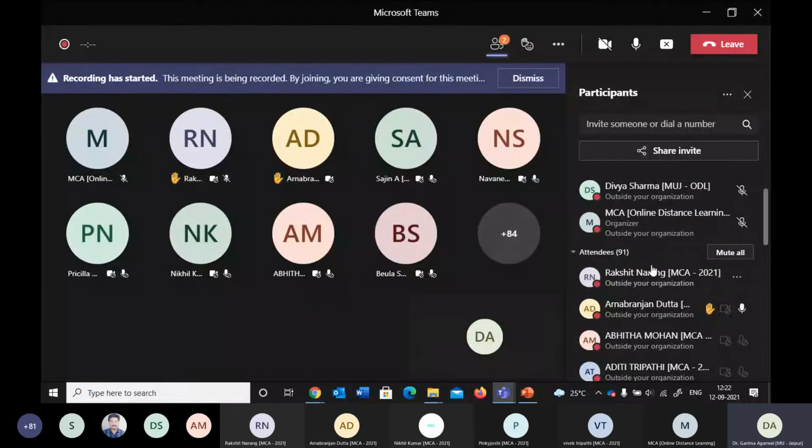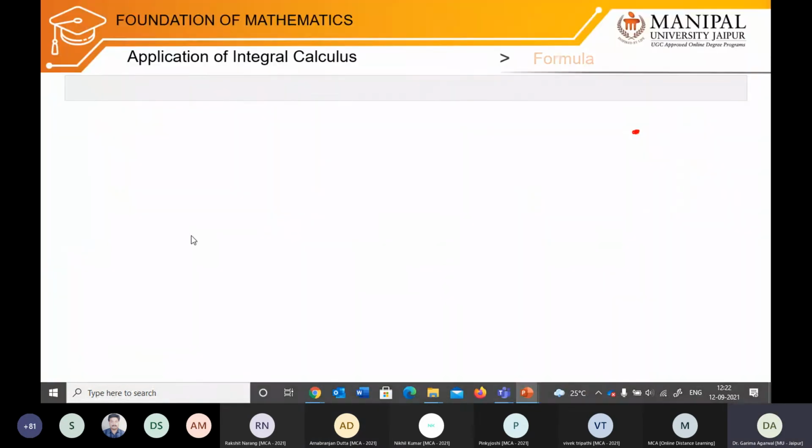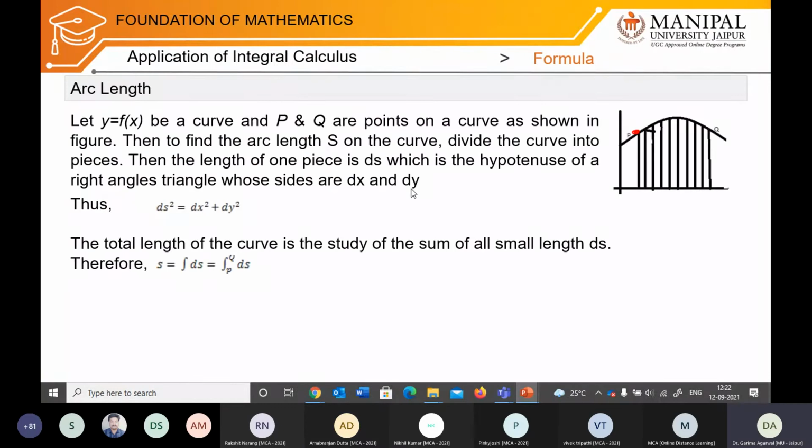Now let's move to the next topic, if we don't have any query on area under curve. The next is arc length. Let's say this one is our arc. You know what an arc is? A part of any curve. Let's say I have a circle, and if I consider only this part, that will be an arc. P and Q are two points on the arc.